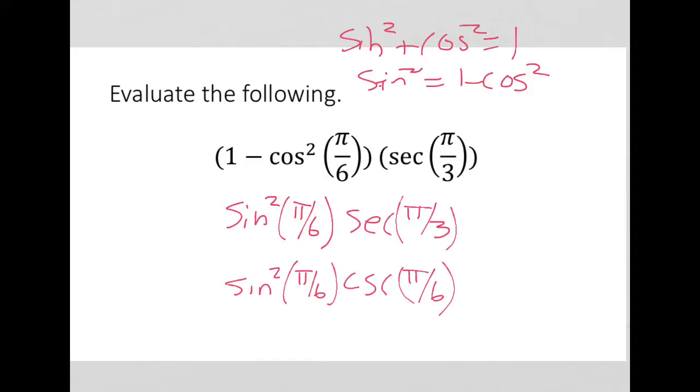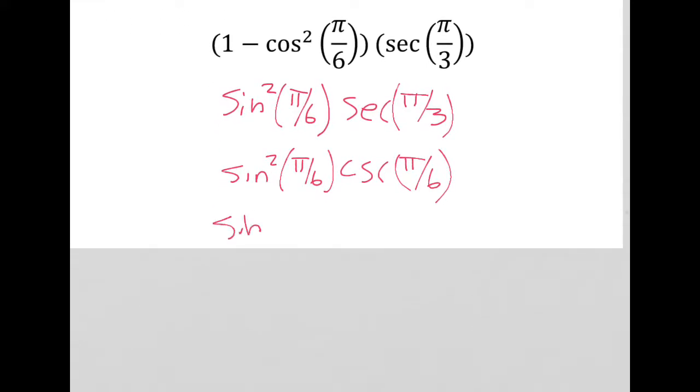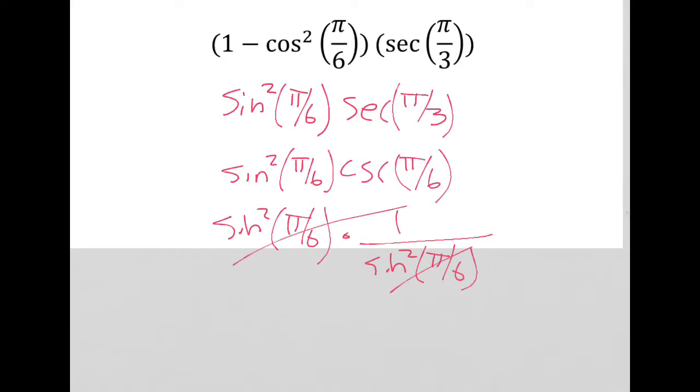And so what is cosecant? Well, cosecant is the reciprocal of sine. So I have sine squared pi over 6 times 1 over sine squared pi over 6. Boom, boom. You get 1. So that ugly mess is simply 1. Crazy.